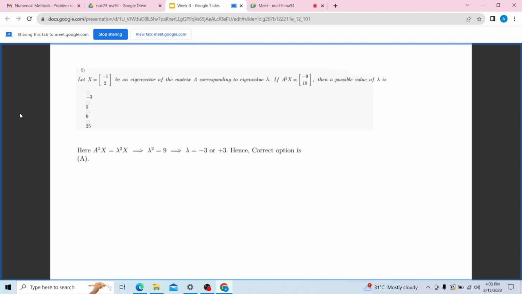So when we equate, from the first element you'll get minus lambda square equals minus 9, that will give you lambda square equals 9. So this will give you two eigenvalues, minus 3 and 3. Okay, so from the options the correct option will be minus 3.